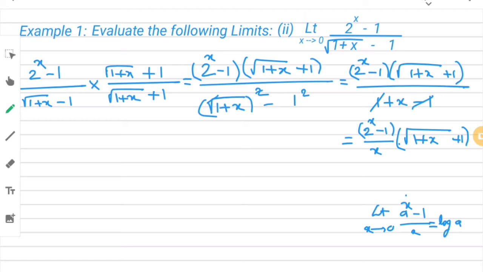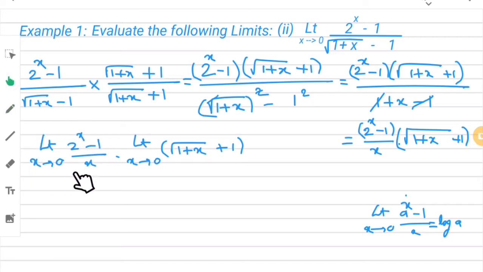Now I take limit x tends to 0 of (2 power x minus 1) divided by x, into limit x tends to 0 of (root of 1 plus x plus 1). Obviously the first will become log a. Here instead of a I have 2, so this becomes log 2, into, here you can substitute the value x equal to 0. So what will happen? Root of 1 plus 0, and root of 1 plus 0 is root 1.